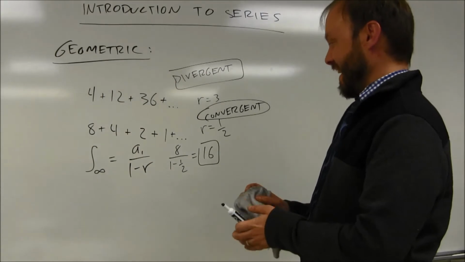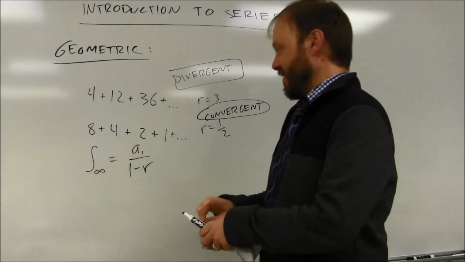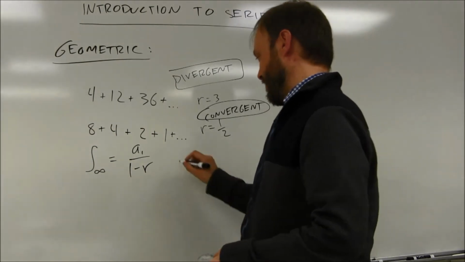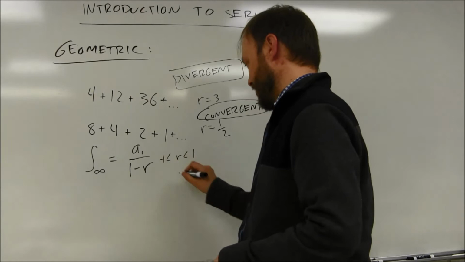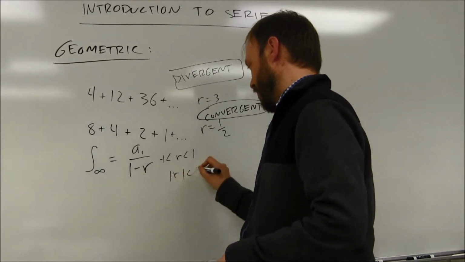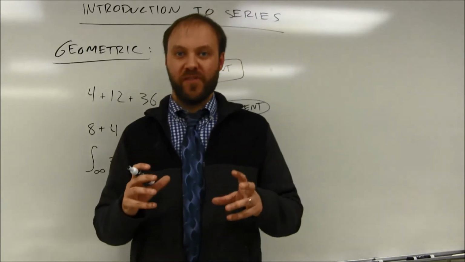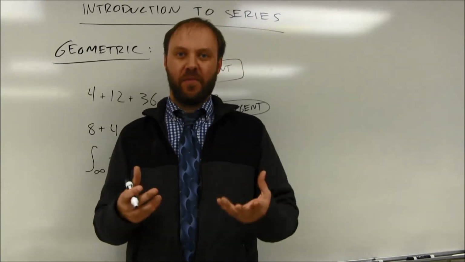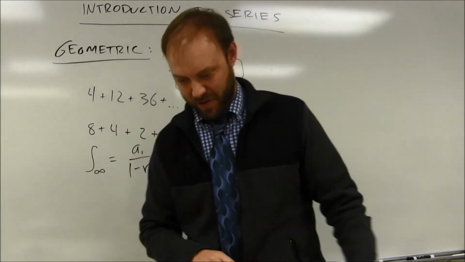Okay, and the key is you just have to remember, geometric series only converge if R is between 1 and -1, okay? Or some books will say if the absolute value of R is less than 1, okay? And that concept is going to be really important for some other types of tests that we're going to work with down the road, even for some series that aren't necessarily geometric, okay?